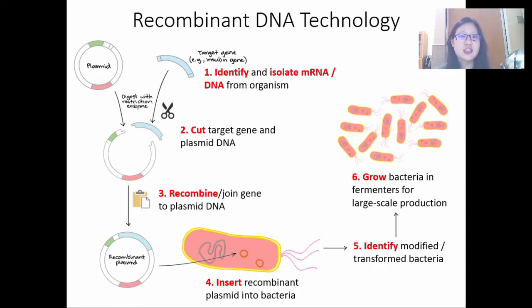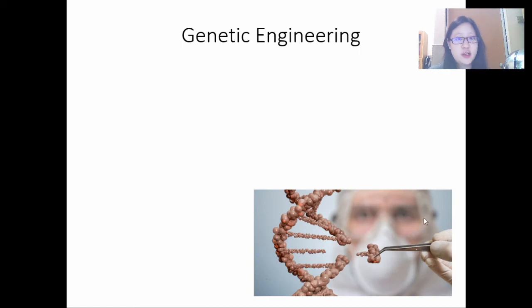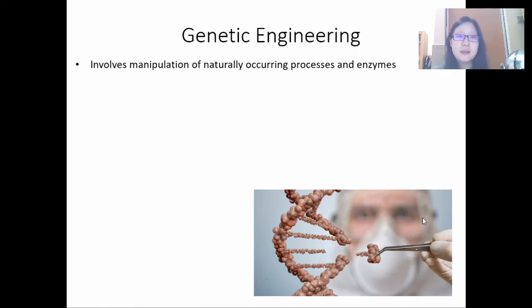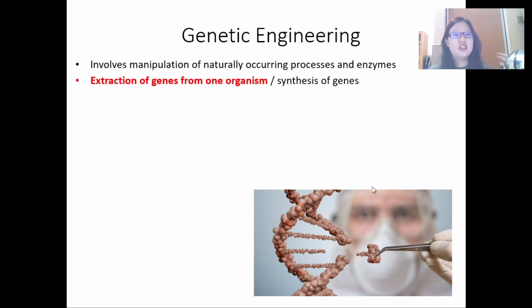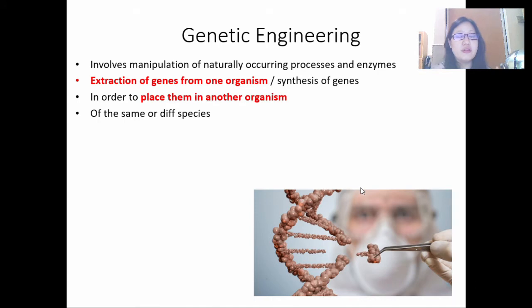So a very similar method is actually used in agriculture. And this process is called genetic engineering. So what is genetic engineering? Genetic engineering is actually manipulating naturally occurring processes and enzymes, which already happen out there. But instead of using the same species, we take genes of one organism, which is naturally occurring, extract it from there, and then put it into another organism. It could be the same species or different species.